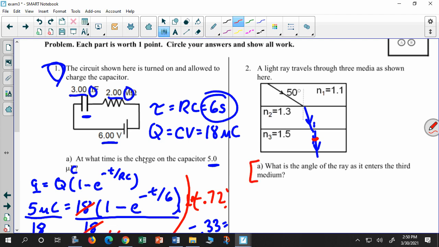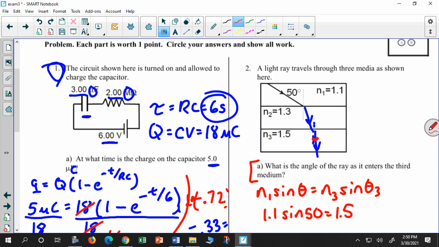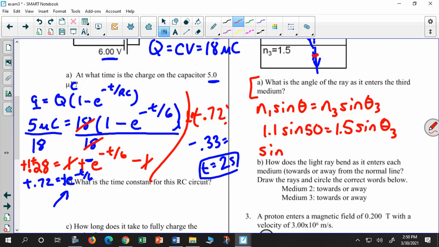To find that angle, I say N1 sine theta 1 is equal to N3 sine theta 3. So that's going to be 1.1 sine of 50 is equal to 1.5 sine of theta 3. And then you solve that. You have to take the inverse sine of 1.1 sine 50 divided by 1.5, and then that'll equal your angle. Make sure that you're in degree mode.